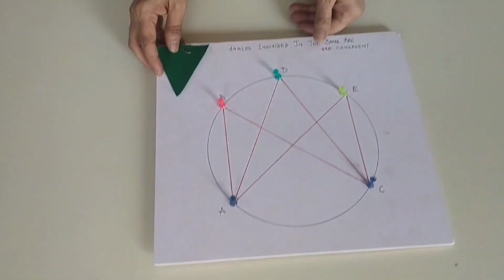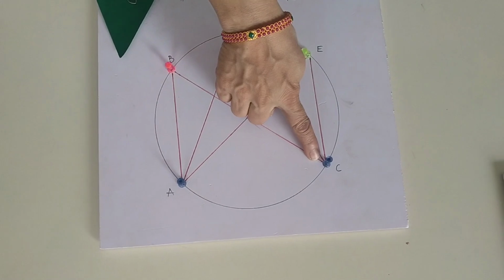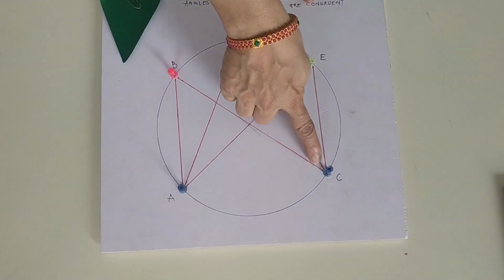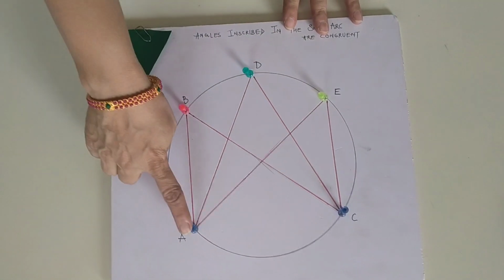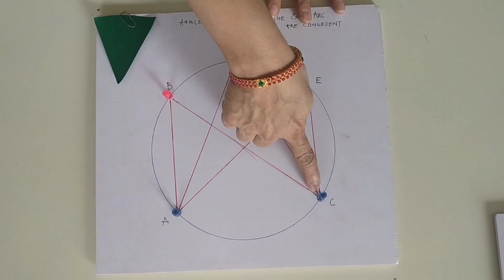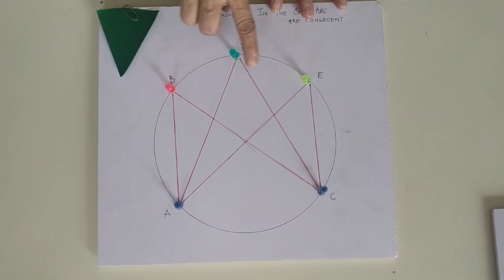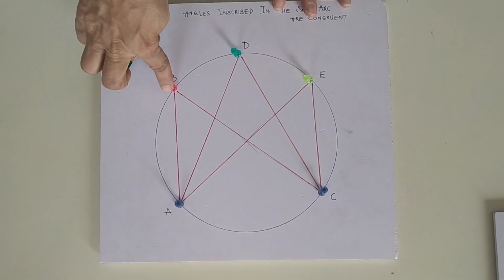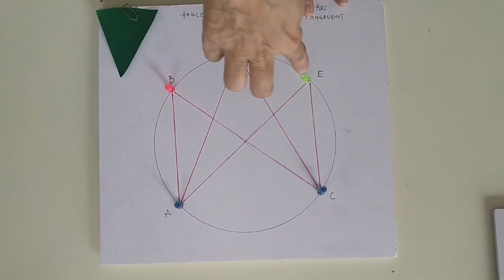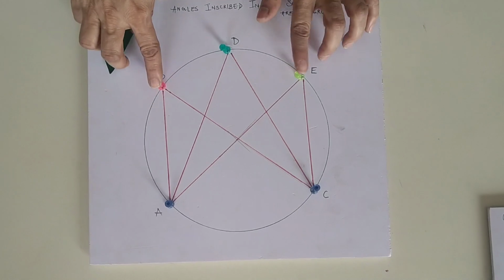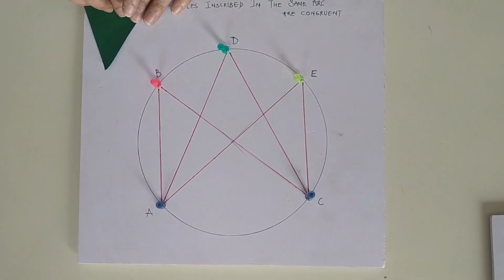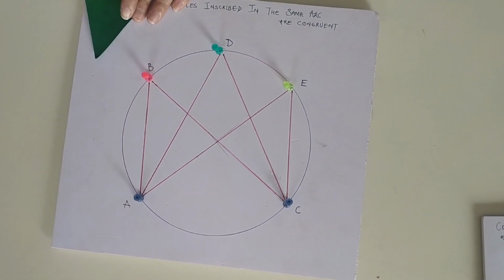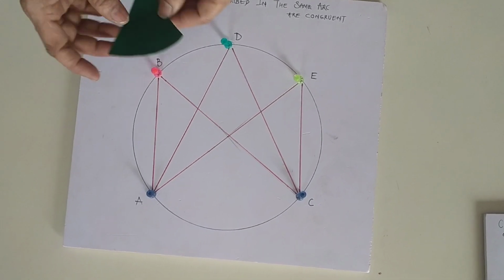Now here, angle ADC is also an inscribed angle. Angle AEC is also an inscribed angle. That means these three are inscribed angles because the vertex of each of these angles lies on the circle. Therefore, these are called inscribed angles. We have just now seen this. So let us measure these inscribed angles now.